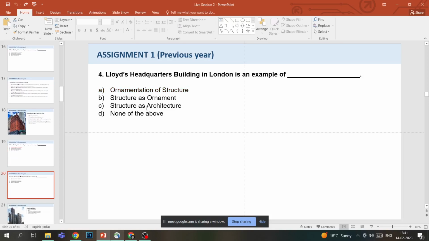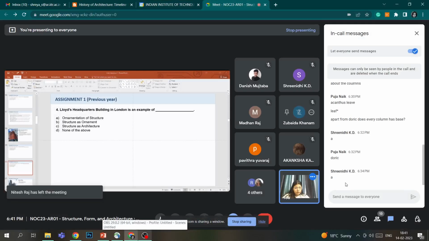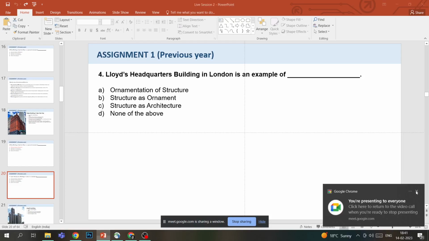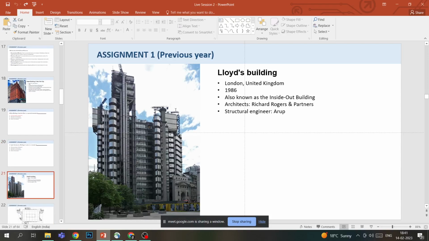Next question, a very similar question. Lloyd's headquarters building in London is an example of, and the options are ornamentation of structure, structure as ornament, structure as architecture, none of the above. It's a very similar question, and as we have covered all the terms, we'll move on to see how Lloyd's headquarters building looks.